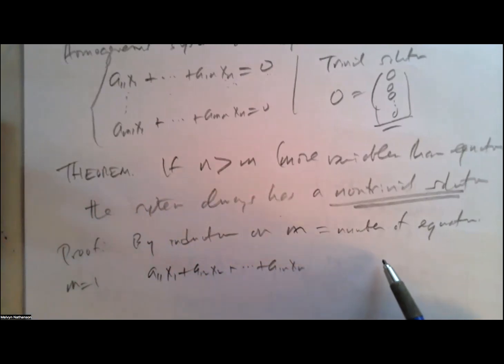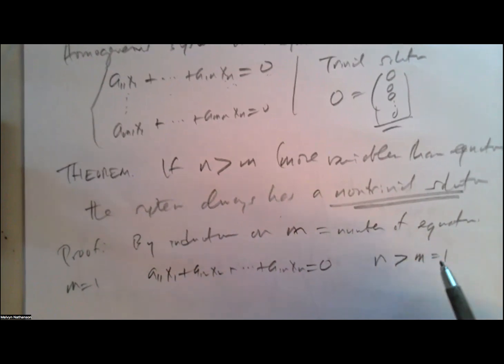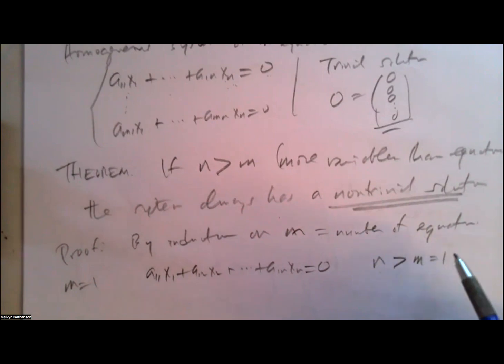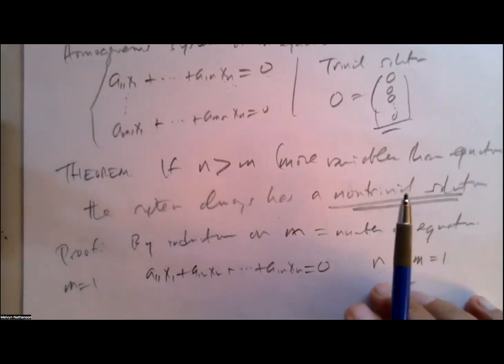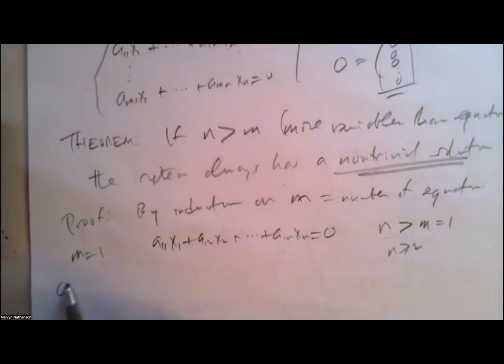A11 x1 plus A12 x2 up to A1n xn equals 0. And our hypothesis is that the number of variables n is bigger than m, which is 1. So if n is bigger than 1, that's the same as saying n is at least 2. So we have one equation in 2 or more variables, and I claim there's a non-trivial solution. So there are two cases.